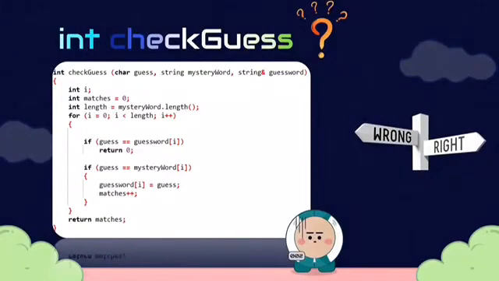Next is integer check guess. If you see in this slide, in the brackets, there are three parameters that can be found, which are char guess, string mystery word, and also string guess word. This function is used to check whether the input is in the word or not. The value returned to the game function depends on the guess. If the guess is in the word, then matches will be written as 0.